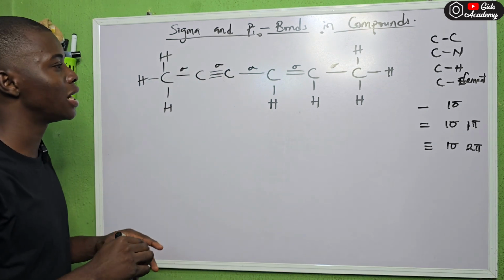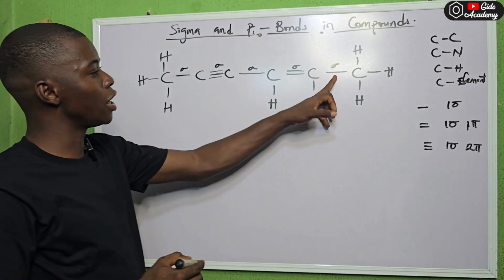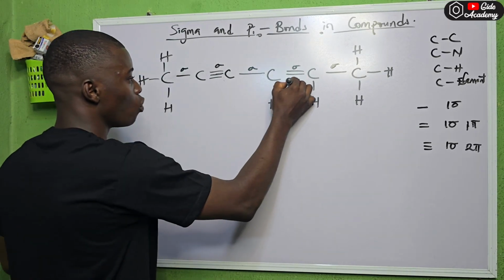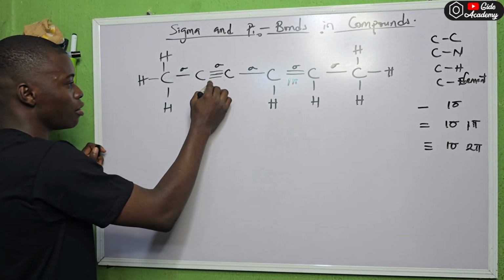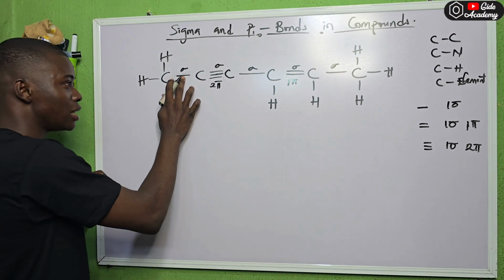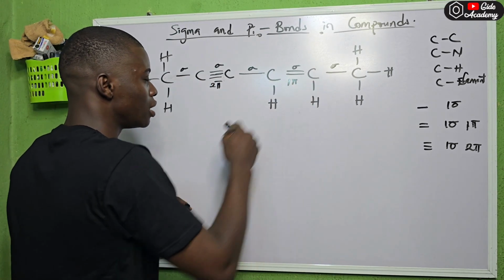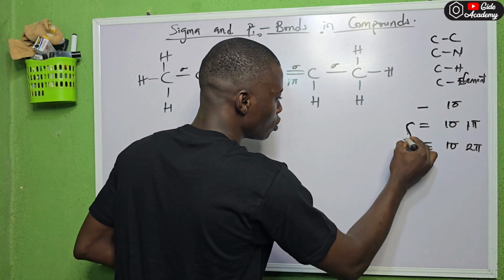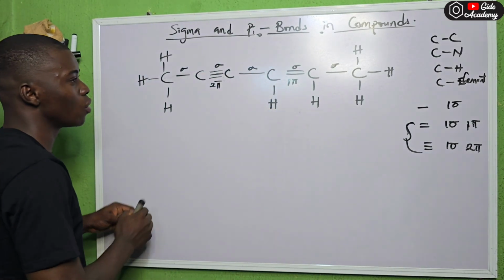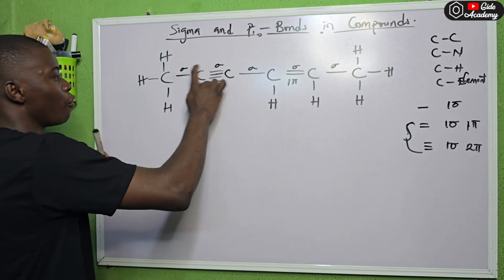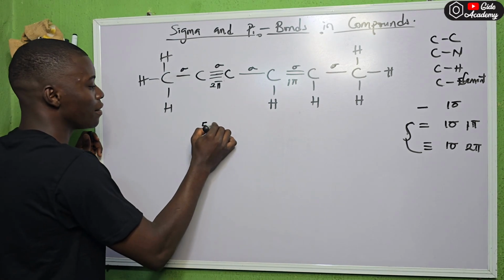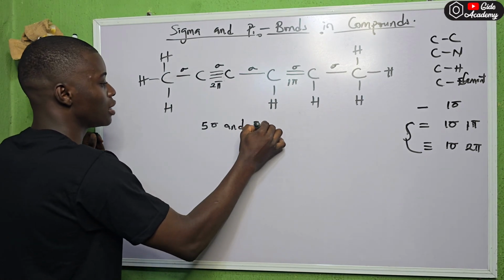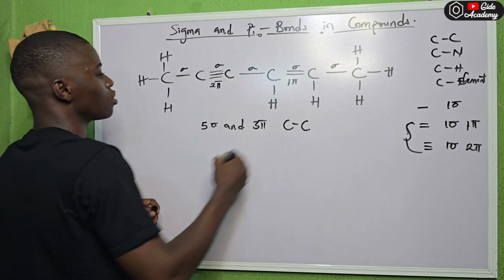Then let's determine the number of pi. How many pi do you have here? Zero, because it's a single bond. A double bond has how many pi? One pi. A triple bond has how many pi? Two pi. So here is single, here is single, here is single. For you to get a pi bond, it must be either in a double bond or in what? In a triple bond. So we count 1, 2, 3, 4, 5. It has 5 sigma bonds and how many pi? 1, 2, 3, and 3 pi between the carbon atoms.